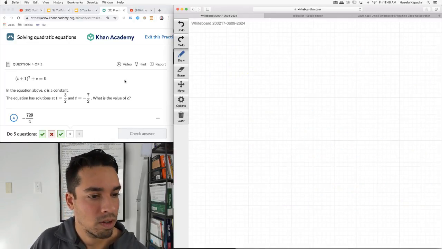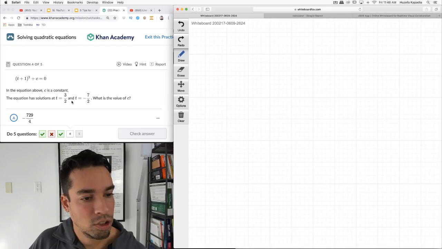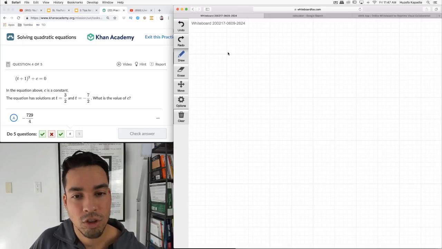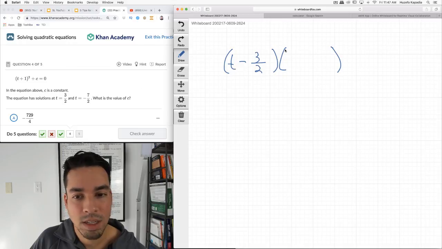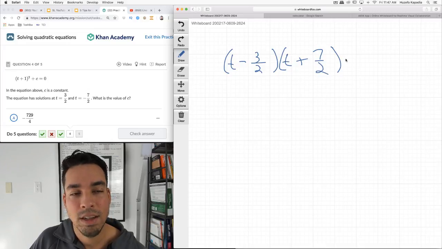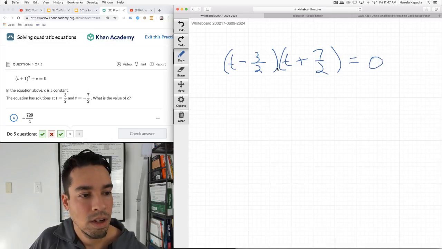Next. C is constant. The equation has solutions at t equals 3 over 2 and t equals negative 7 over 2. What is the value of C? Here's my thought. Straight away, I'm going to go, these are really hard questions. I'm going to go straight to this, and I'm going to say it's got a solution at negative 3 over 2. So t, if I factor it, it'd be t minus 3 over 2 times t plus 7 over 2. I'm just literally plugging these solutions into factored form, and it would look like this.